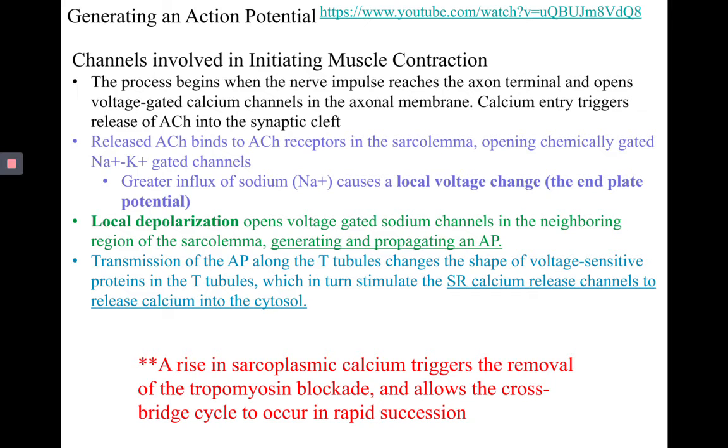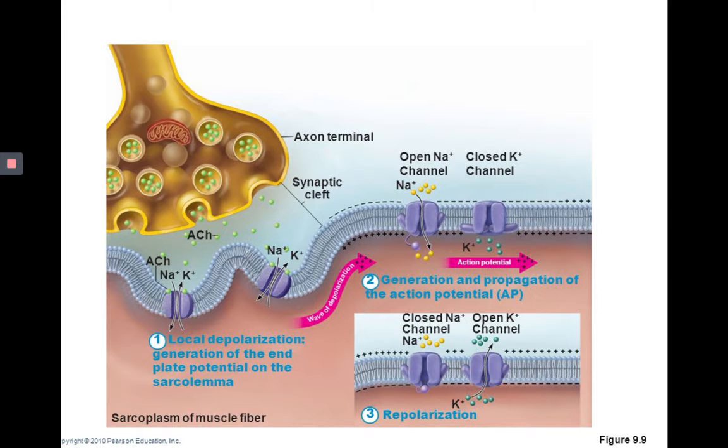And releasing calcium into the cytosol is the final step for contraction, because that rise in sarcoplasmic calcium is going to trigger the removal of the tropomyosin blockade, because we're going to see that the calcium binds troponin, and when troponin moves, tropomyosin moves, and that allows for the cross-bridge cycle to occur because it allows myosin to bind to the actin active site. So let's just review those steps.